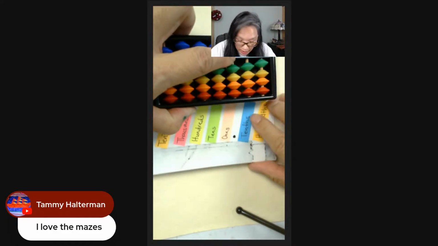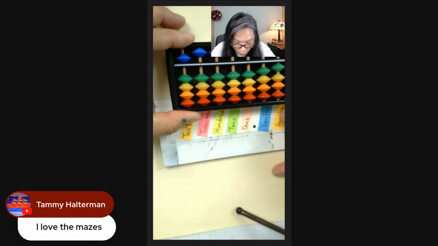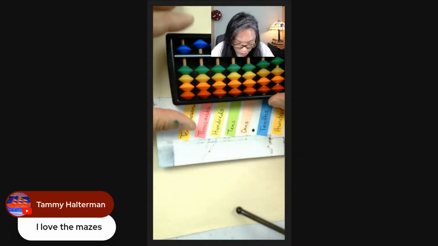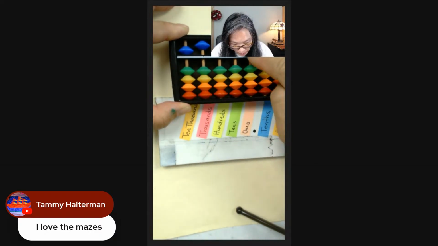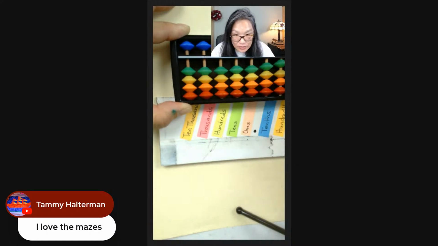Yep. So now I move everything over and now I have my ones over here. I have more columns to place digits. So my ones, my tens, hundreds, thousands, and 10,000s.